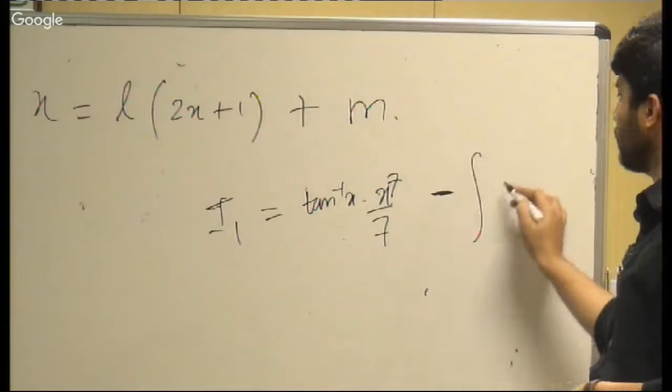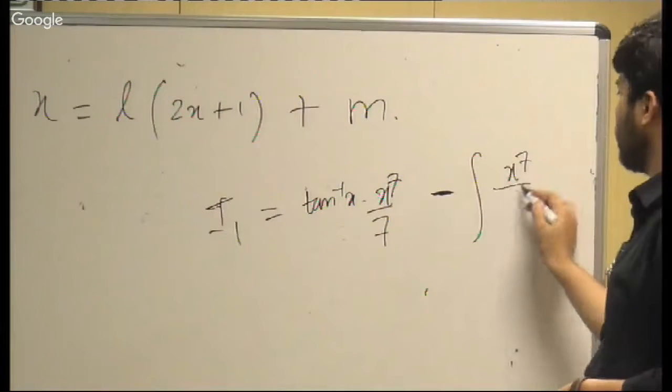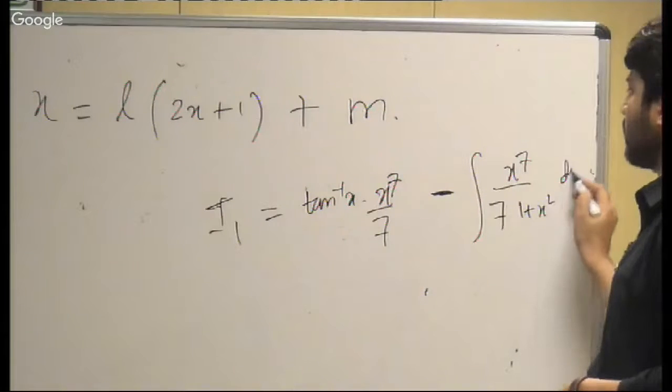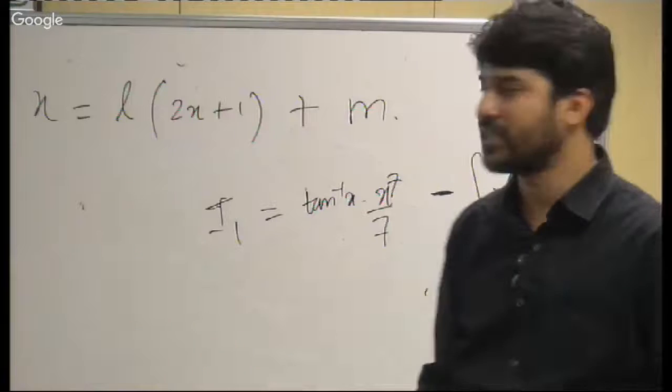Minus x to the power 7 by 7. So it will go and it will finally turn out to be the same thing. Next page, please.